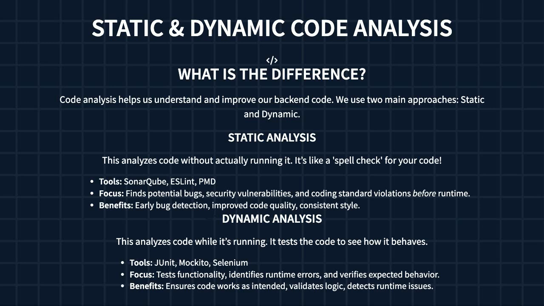Now, dynamic analysis happens while the code is actually running. Think of it as testing. We're making sure everything works correctly when it's in action. JUnit and Mockito are common tools used for this. It's all about verifying that your backend does what you expect it to do.